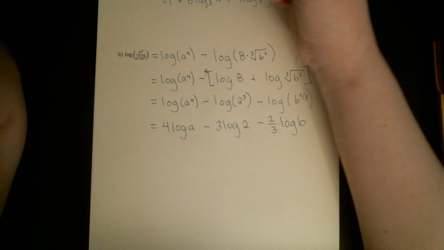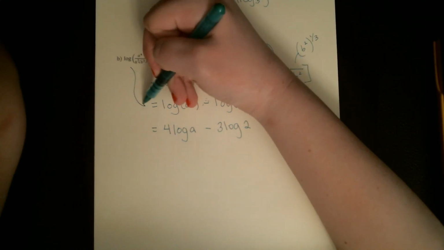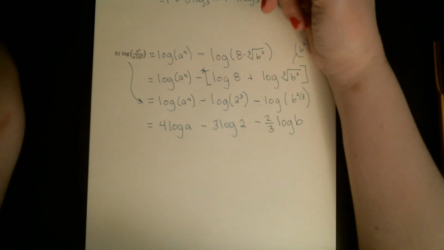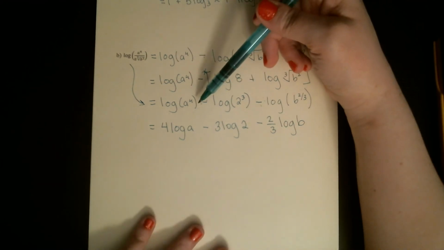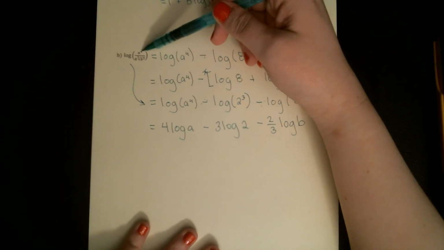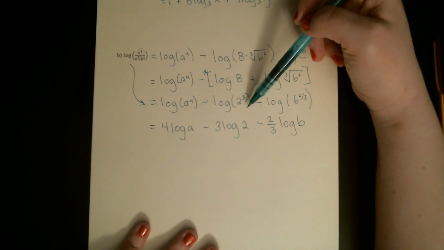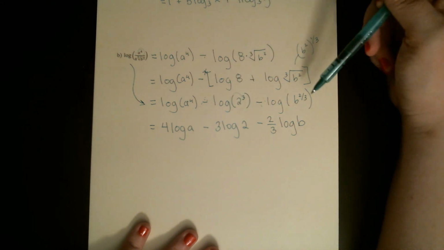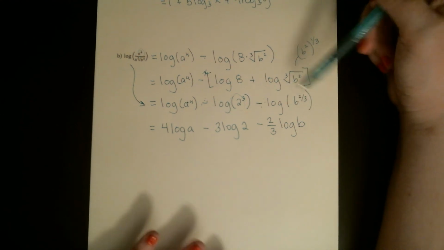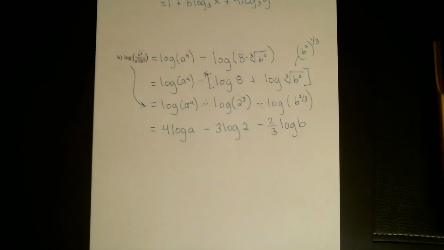So it would be completely fair, if you feel comfortable, to go straight from the beginning to this 3rd step down. Just saying I have an a to the 4th in the top, I have an 8 in the bottom, and I have a b to the 2/3 in the bottom. So these two should get minuses. This one should be positive.